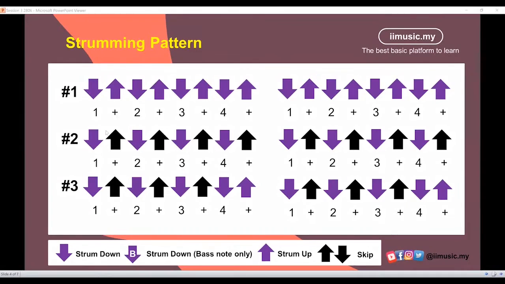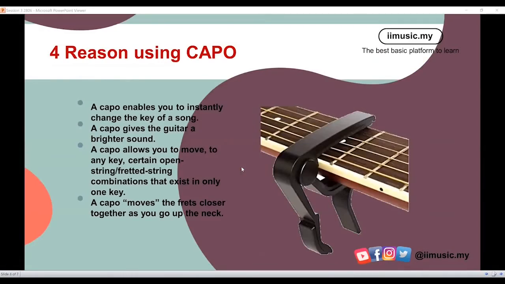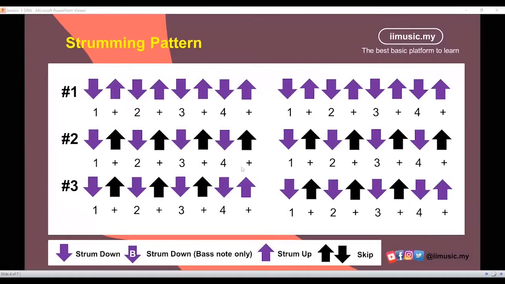For example, the purple one that is pointed down, as I told you, and the one that is pointed up is strum up, and the black ones are skip, means that we don't play them. All right, and we don't have this one that has the B on them, but in next slides I will explain them to you. Okay, we go to number 2.